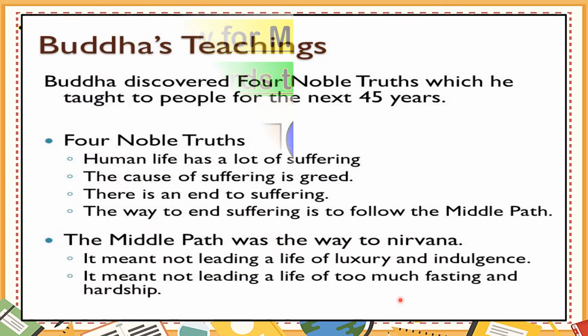Next, teachings. Buddha's teachings. Buddha discovered 4 noble truths which he taught to people for the next 45 years. The 4 noble truths: Human life has a lot of suffering. The cause of suffering is greed. There is an end to suffering. The way to end suffering is to follow the middle path. The middle path was the way to nirvana.